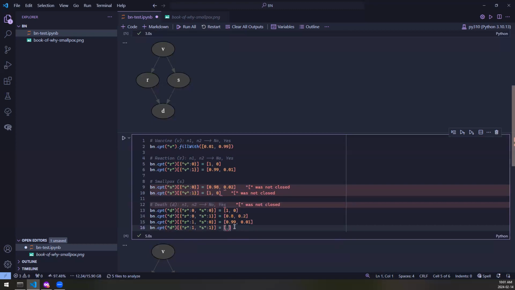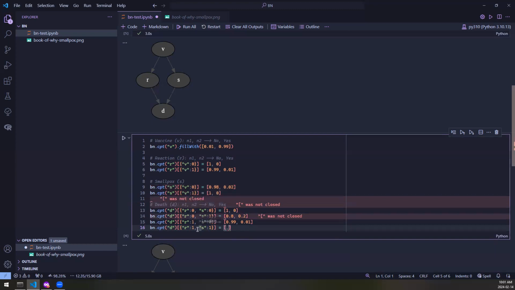So what I did here, it's basically we are considering the death of that child in case of them having both reaction and smallpox. So basically what I did was to sum up those numbers over here. So that means 0.21% of death. And on the other hand, we have 0.79% of probability of not death, to not die. Okay, so this is it. We filled all the CPTs, all the numbers of our Bayesian network.